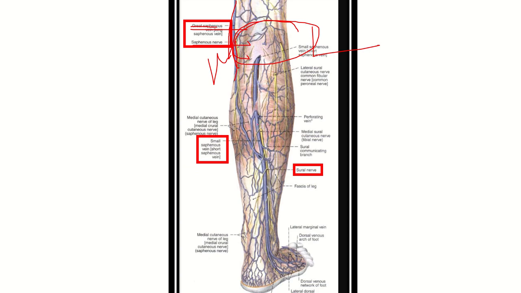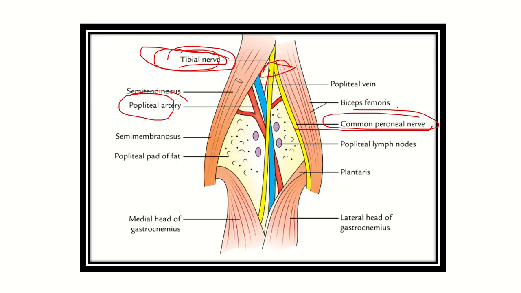Here we can see this is the sural nerve. So this sural nerve reaches up to here, but it does not go to the medial aspect.